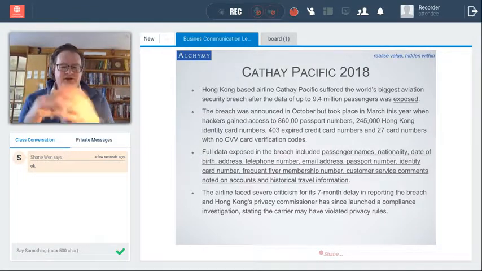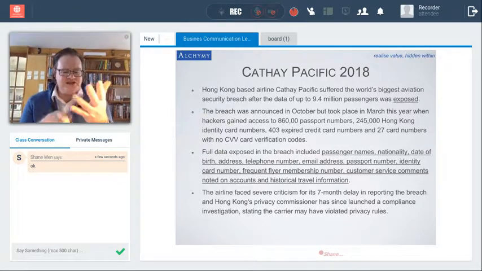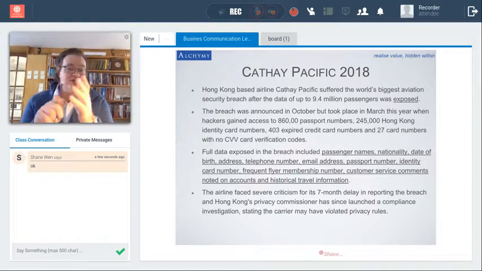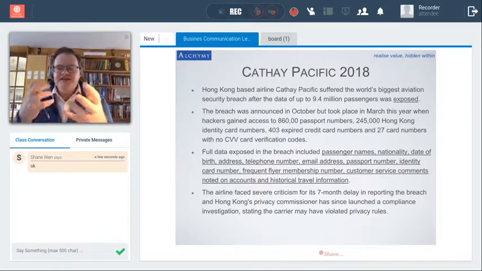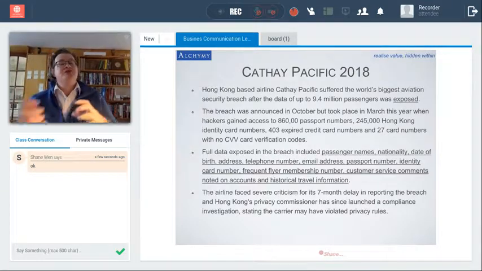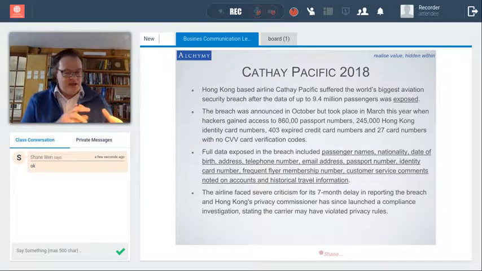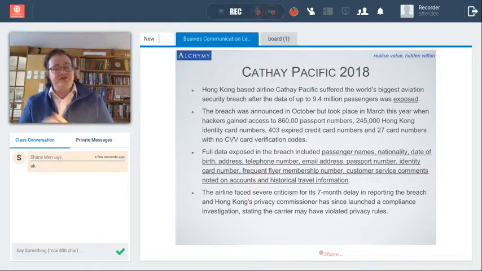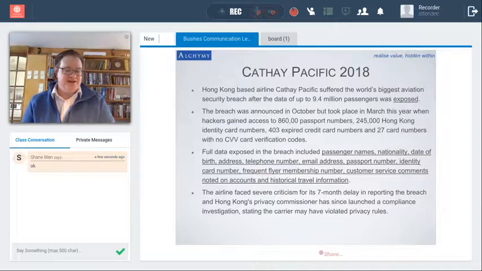Think of the things that you use to book an airline flight. Your name, your nationality, your date of birth, of course, your address, your phone number. And these are the various things that hackers and scammers will use to access and use your information for nefarious purposes, for personation and for other purposes. So this was a huge issue for Cathay Pacific.